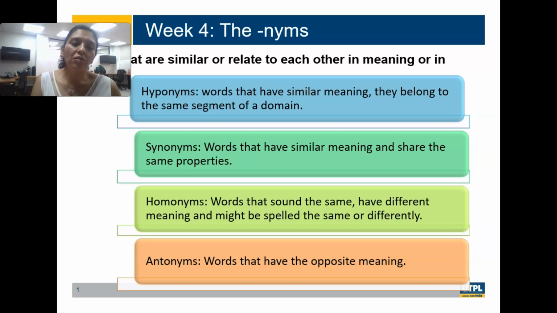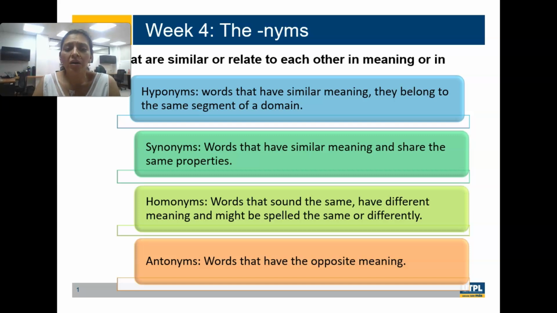Now we are going to move on to the following one. We have synonyms. I think that this one is very familiar to you because they are words that have similar meaning, and also they share the same properties. When you are working with synonyms, it's important that they refer to the same lexical category. When we talk about lexical categories, don't forget the part of speech. If, for example, you are working with a verb, you are going to find a synonym that is also a verb. As an example, we can say happy, joyful. In this case, both are adjectives.